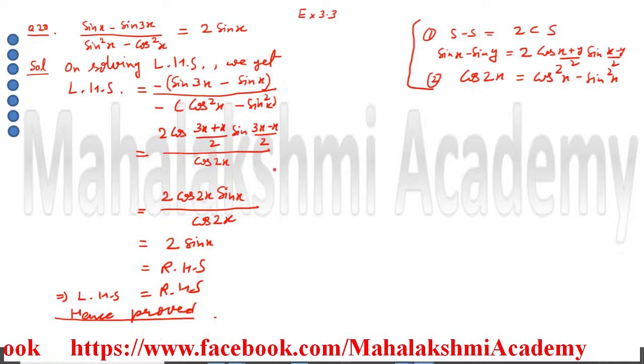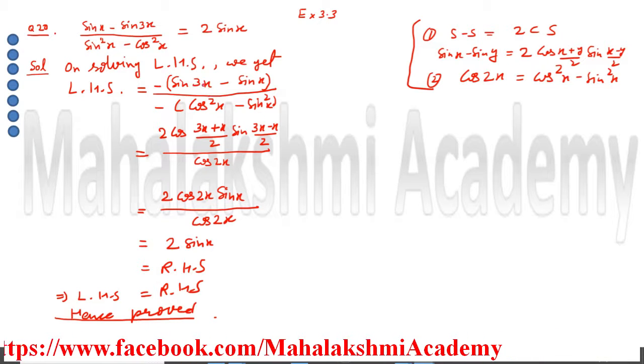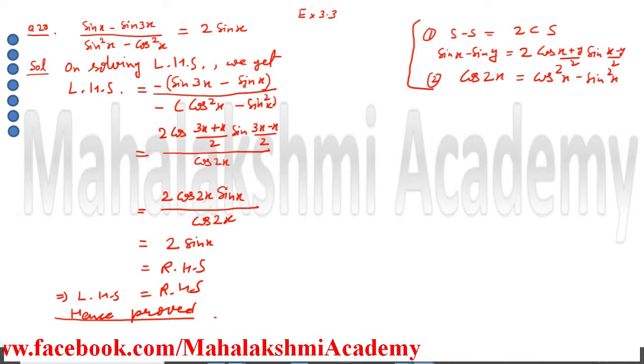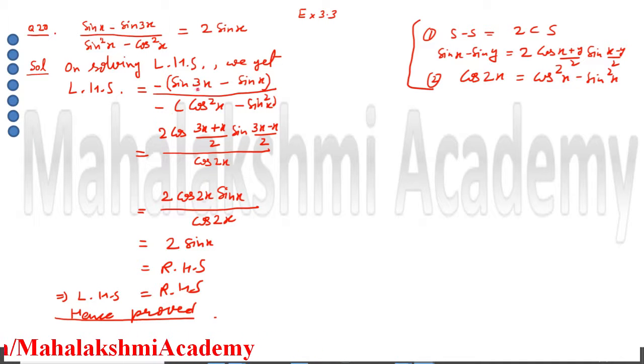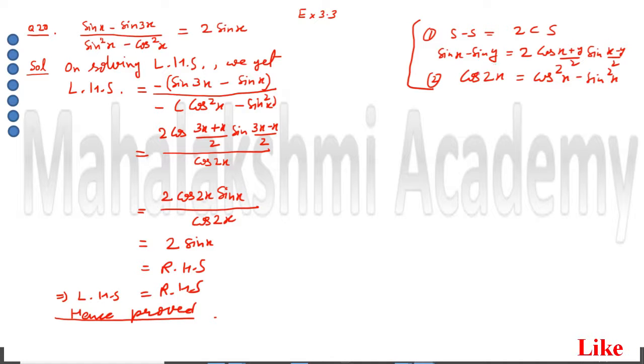So students, I hope this question is clear to you. So what we had done, first we interchanged the first term and second term by taking minus common in numerator as well as in denominator. In numerator we had used the formula of sin minus sin is equal to 2 cos sin. In denominator we had used the formula of cos 2x, and by using the formula we got our answer. Thank you.